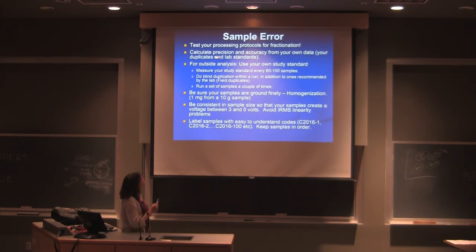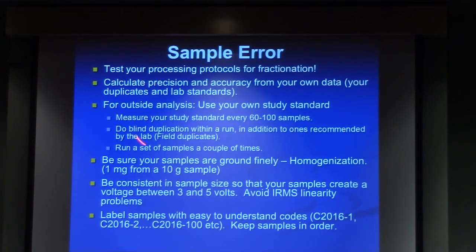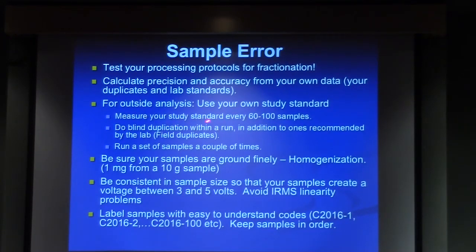Make sure you can calculate your own accuracy and precision. Again, getting all of these for within a particular one, you might end up rerunning a tray. You might do some blind duplication for them. Again, homogenizing your samples, consistent voltages. But this one here we'll spend a little bit of time on.